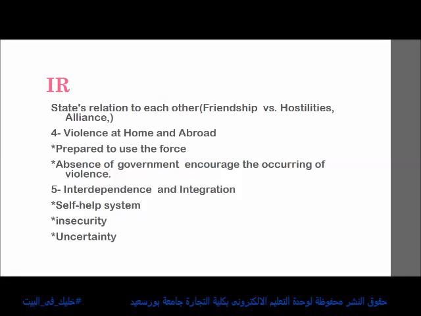Insecurity, uncertainty. If you are insecure, you will behave in a different way. If you are uncertain about something, you will behave in a different way. If you have certainty about something, you will behave in a different way. If you are secure, you will behave in a different way. So you have to understand the differences between being secure or insecure, being certain or uncertain.